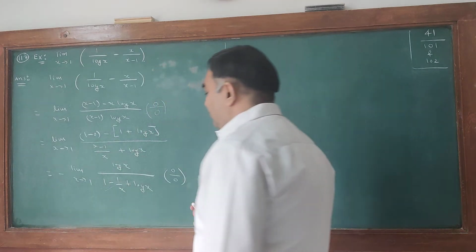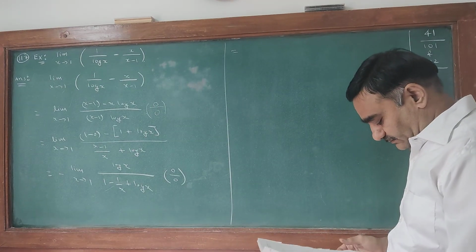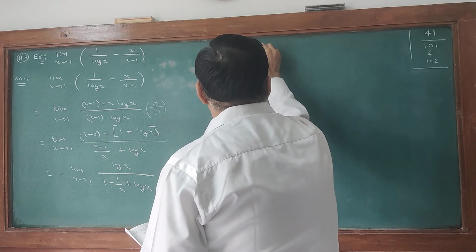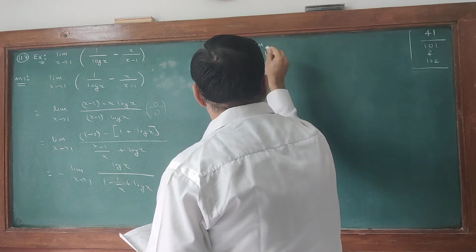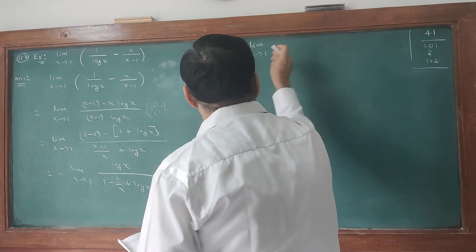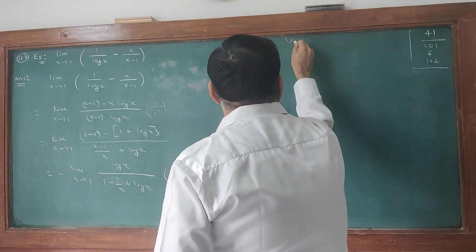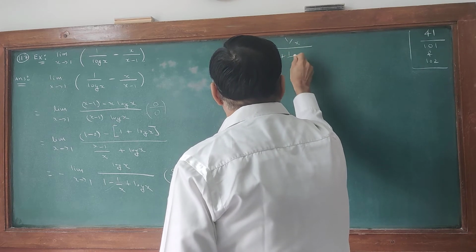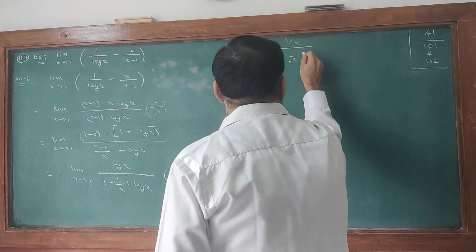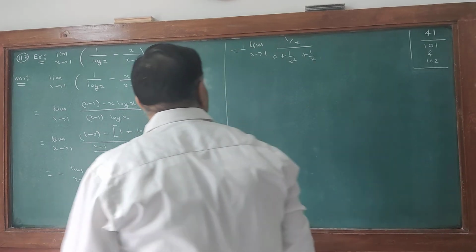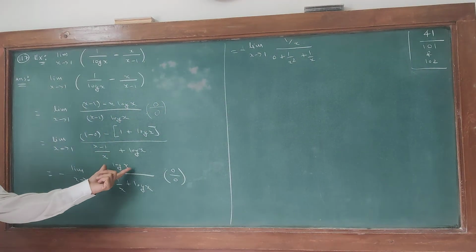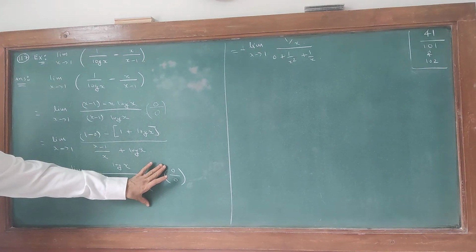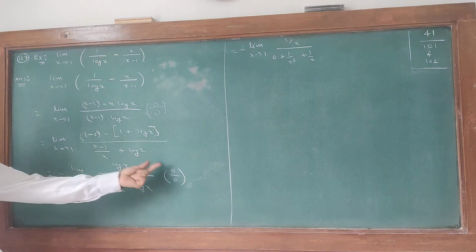This is equal to limit x tends to 1, the minus sign is already there. Derivative of log x is 1 upon x, 0, 1 upon x square plus 1 upon x. Differentiating again, at this point we apply L'Hospital rule a second time, because it is in the form of 0 upon 0.